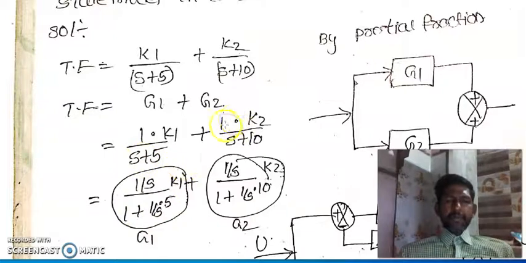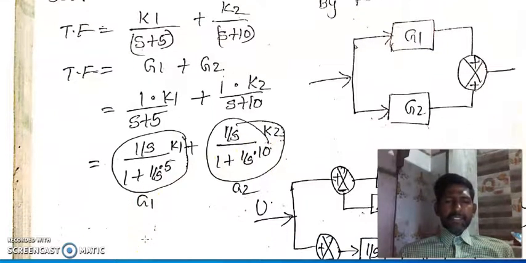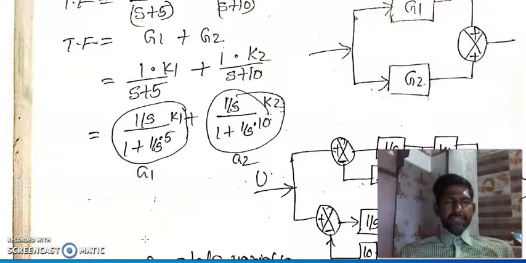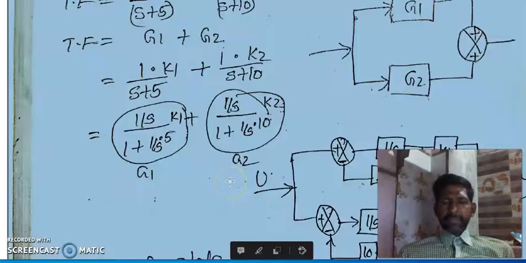Here also make a common denominator of 1 by S, so that we get 1 by S K1 divided by 1 plus 1 by S into 5, plus 1 by S K2 divided by 1 plus 1 by S into 10. You can assume this entire thing as G1, and this entire thing as G2.